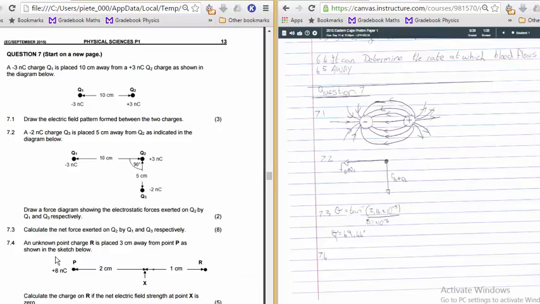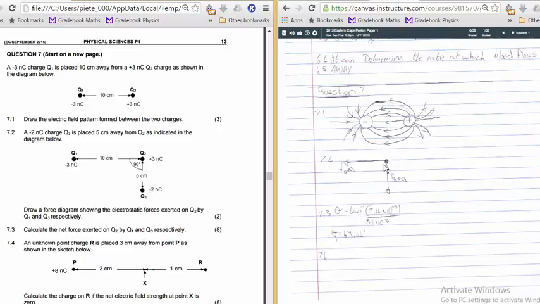The next one is: calculate the net force exerted on Q2 by Q1 and Q3 respectively. Now, I think the way that this was stated is confusing, because when you say respectively, you mean what is the net force exerted by Q1 and what is the net force exerted by Q3? Well, I don't think that is the question.